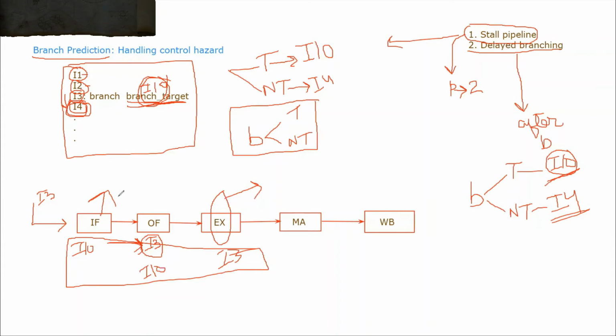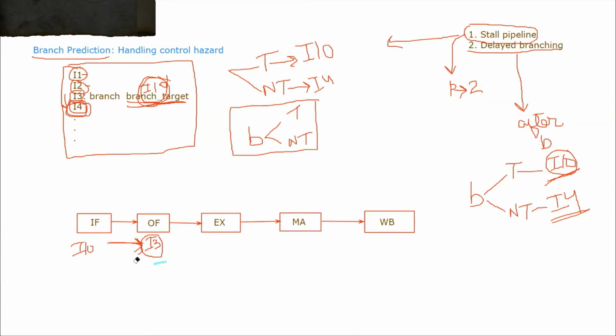So what will we do? Let's see. We will do a prediction, a branch prediction. How will we achieve this? Let's say whenever a branch is fetched, in the fetch stage we will make a prediction for this branch. The prediction will be whether the branch is taken or not taken.